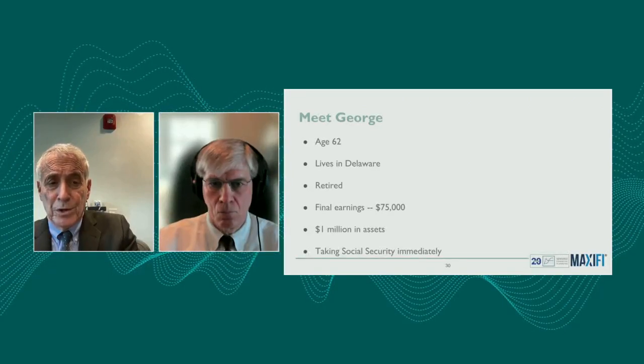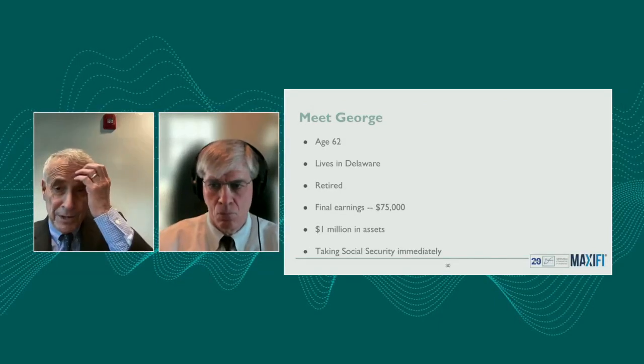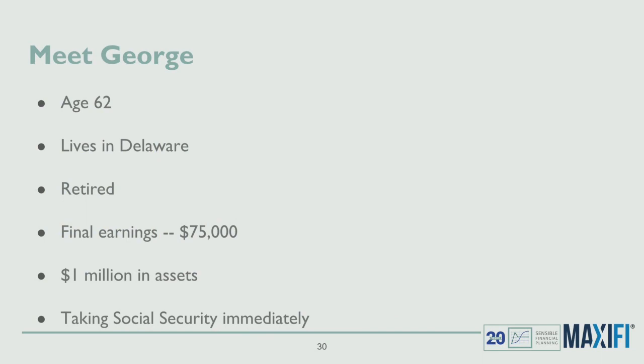It's just this case of a George. He lives in Delaware. He's single. He's retired. He earned $75,000 when he retired. He has $1 million in assets. He's taking Social Security immediately. What if we analyze in our software George waiting until 70? This raises his lifetime spending by $405,000, and that's a 22% permanent increase from his current age through age 100, because the software is planning very conservatively that he lives to his maximum age of life.